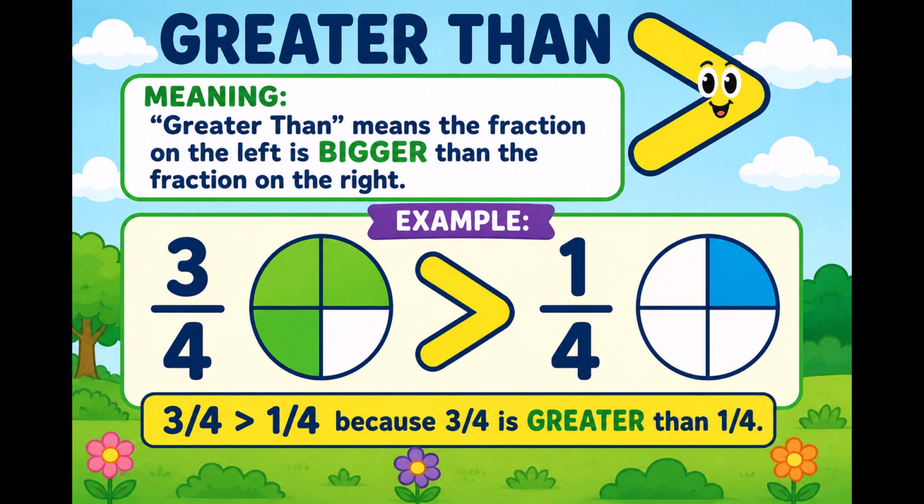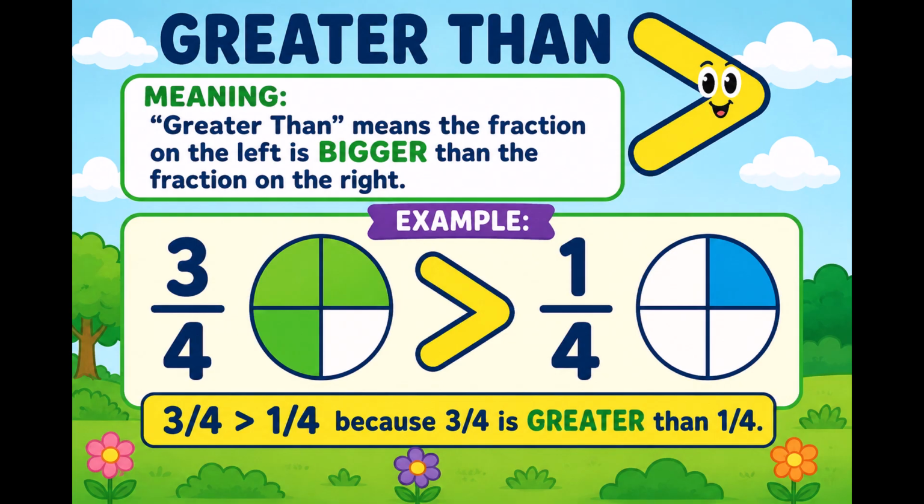3/4 has 3 out of 4 parts shaded. 1/4 has 1 out of 4 parts shaded. Since 3/4 has more shaded parts than 1/4, we write 3/4 is greater than 1/4.